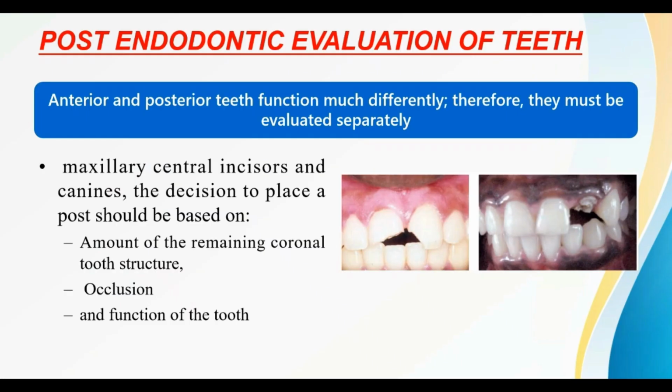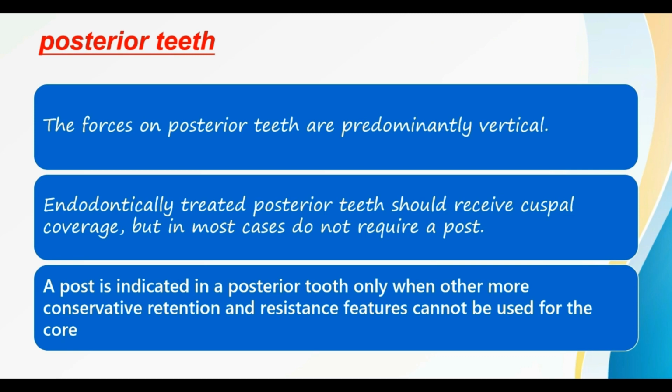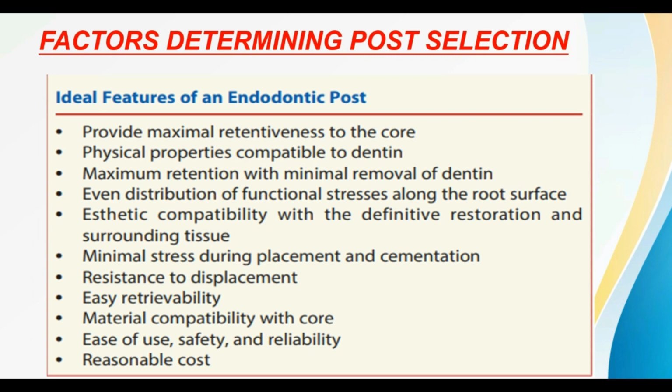Post-endodontic evaluation of teeth. Anterior and posterior teeth function much differently. Therefore, they must be evaluated separately. Maxillary central incisors and canines: the decision to place a post should be based on the amount of the remaining coronal tooth structure, occlusion, and function of the tooth. Posterior teeth. The forces on posterior teeth are predominantly vertical. Endodontically treated posterior teeth should receive cuspal coverage, but in most cases do not require a post. A post is indicated in a posterior tooth only when other more conservative retention and resistance features cannot be used for the core.